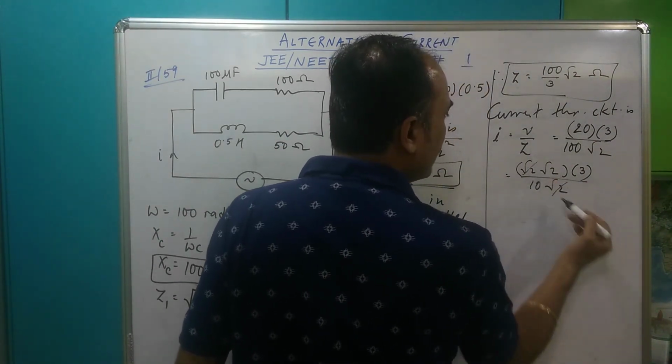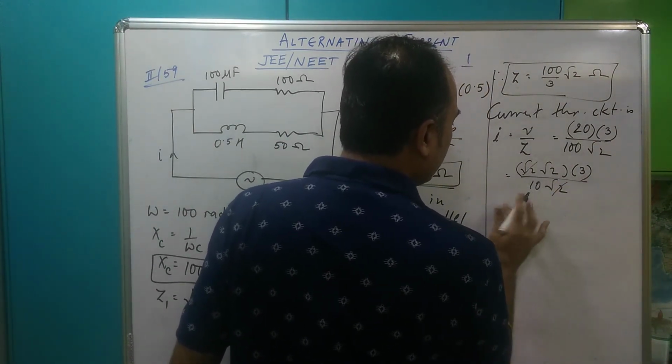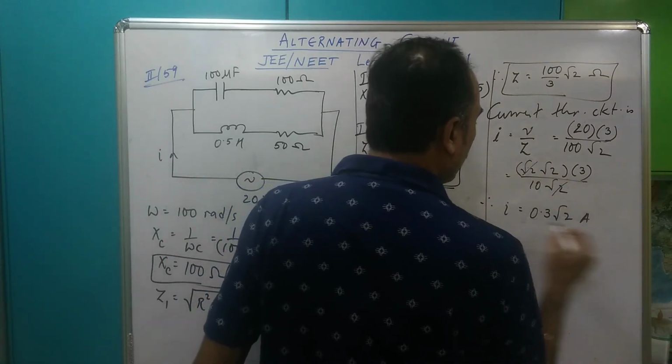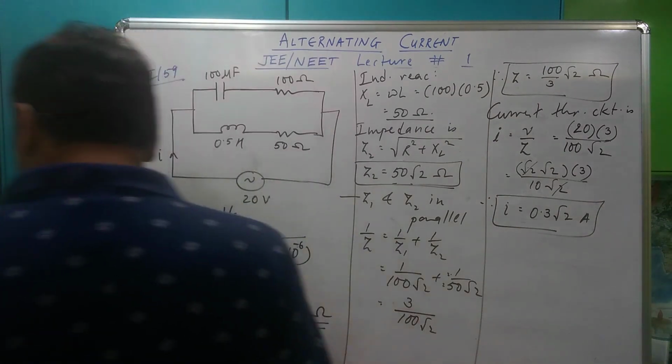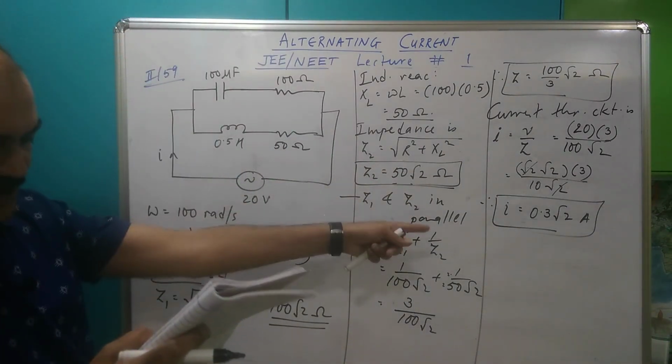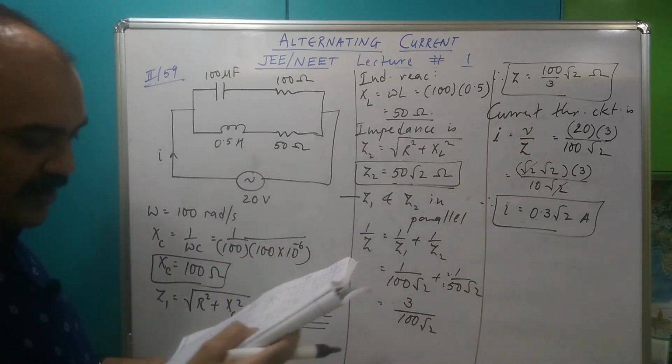They want us to cancel 1 root 2. 3 by 10 is 0.3. So I is 0.3 root 2 ampere. And this is my option number B. Option number B, correct answer. Current in the circuit is 0.3 root 2 ampere.